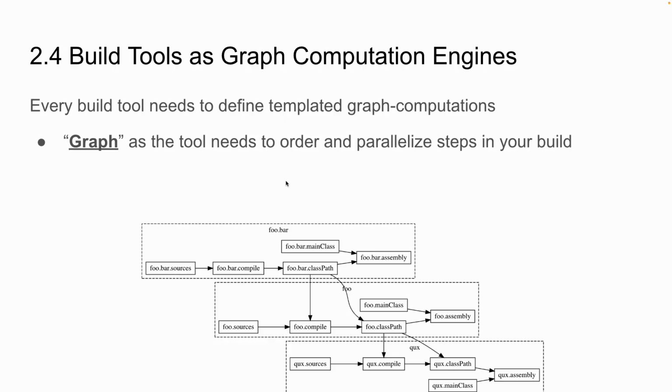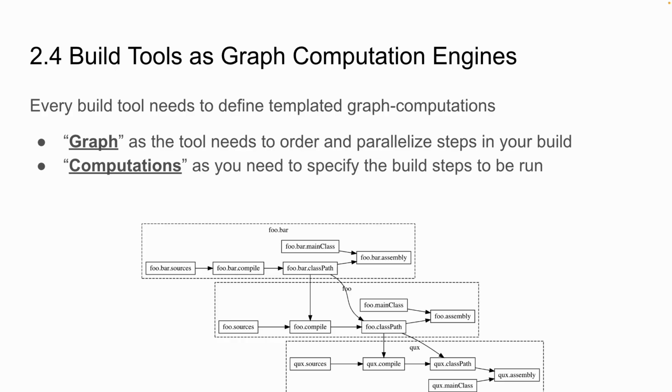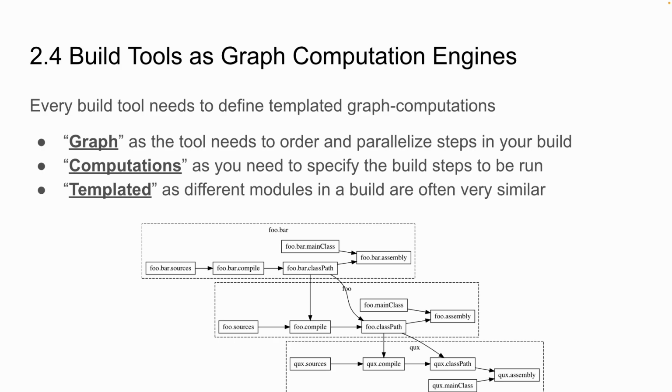And so we need a graph because the build tool needs to know what order to run things in and what can be parallelized and what can't. If your build tool doesn't have parallelism, you probably won't want to use it. You need computations because class files and jar files and assembly jars don't create themselves. Somebody needs to say how these things are created, whether it's in Bash or Groovy or Kotlin or Java or XML or something else. And it needs to be templated because the different modules in the build are often very similar, although they're not quite the same.